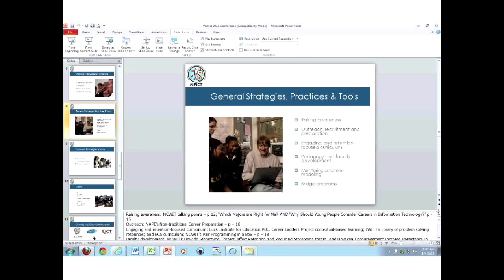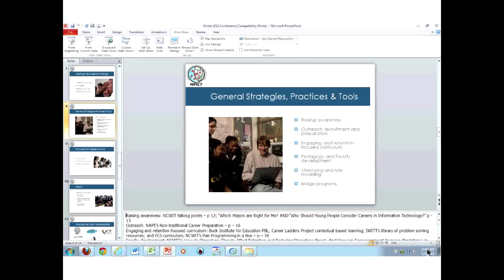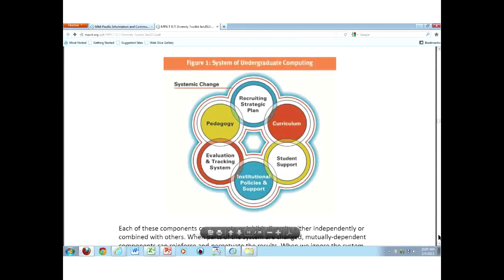NAPE is a really excellent site as well as far as non-traditional career preparation. Lots of information there. I'm sure most of you already are familiar with the National Association for Partners in Equity, NAPE. Excellent resource. And let's see, just to give an example there, we'll go to page 16.